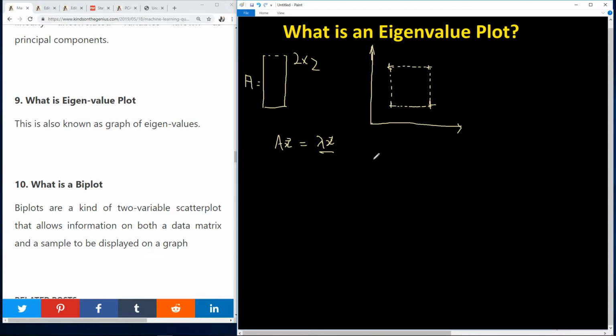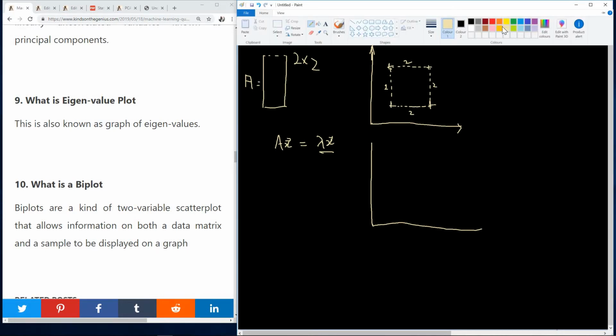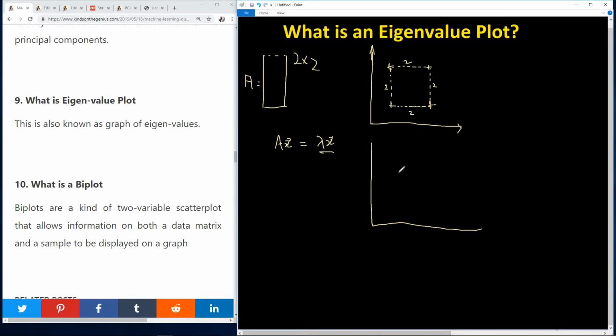All right, so how does it apply here? When we do this multiplication, let's see what the plot will now look like. What we are going to obtain is something like this. Let's say this is 2, this is 2, this is 2, and this is 2. So we are now going to obtain something like this. Let me use another pen so that you can appreciate what an eigenvalue plot looks like. You'll also get a point here, a point here, a point here, and a point here.